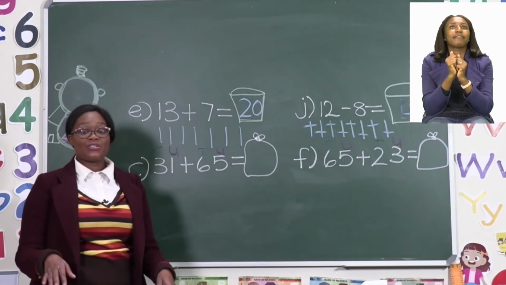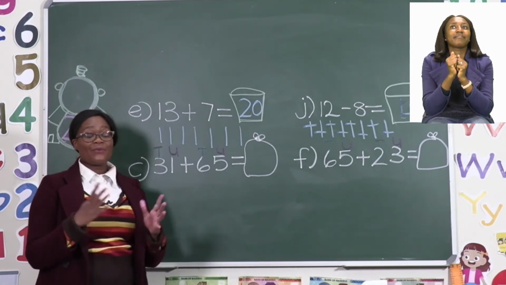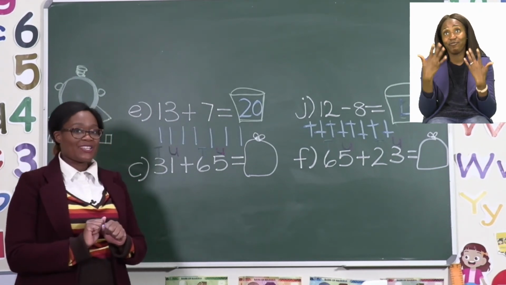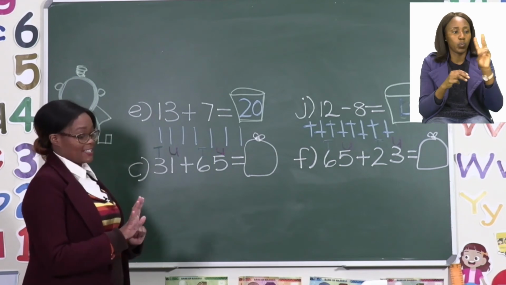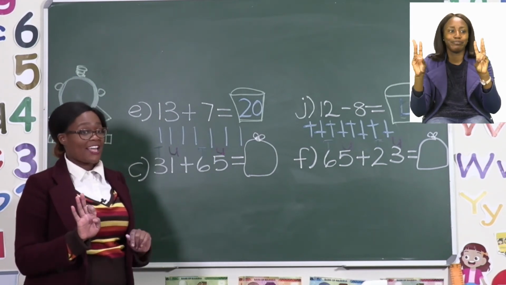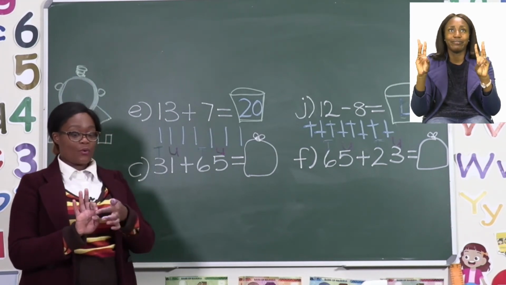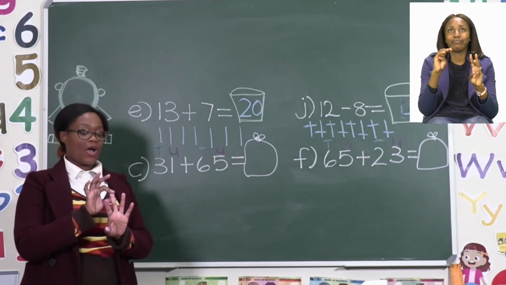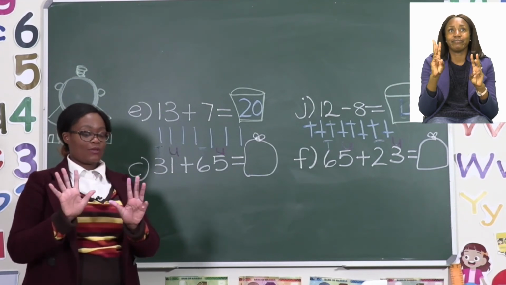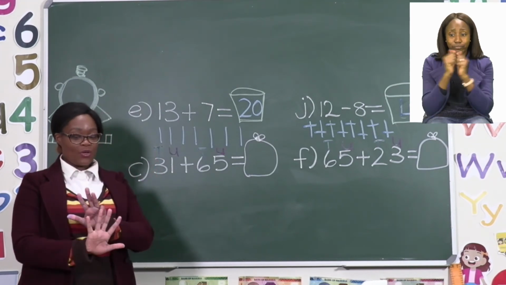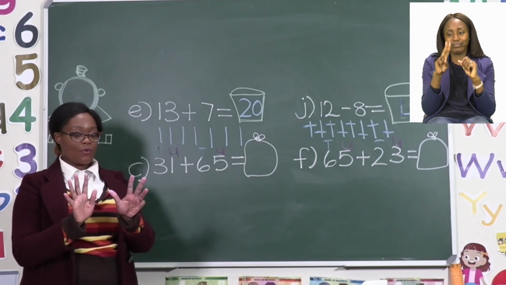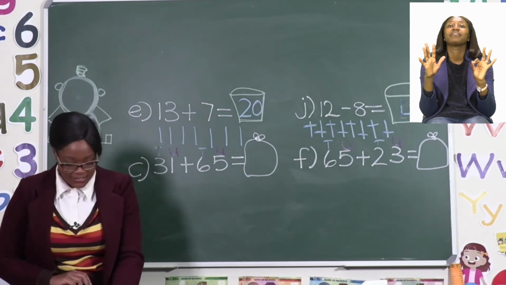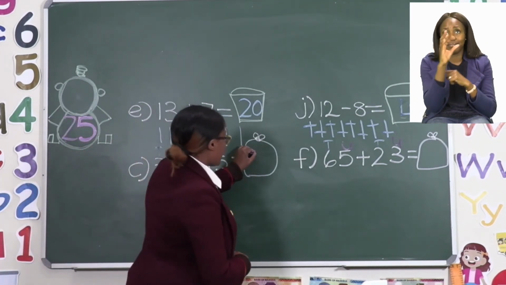Now you can use your fingers, counters, whatever you feel comfortable with. Today I'm going to use my fingers. So we are saying 3 plus 6. I already have 3 and I need to add 6 more. So I'm going to say 1, 2, 3, 4, 5, 6. So now I need to count all together. 1, 2, 3, 4, 5, 6, 7, 8, 9. So 3 plus 6, boys and girls, equals 9.